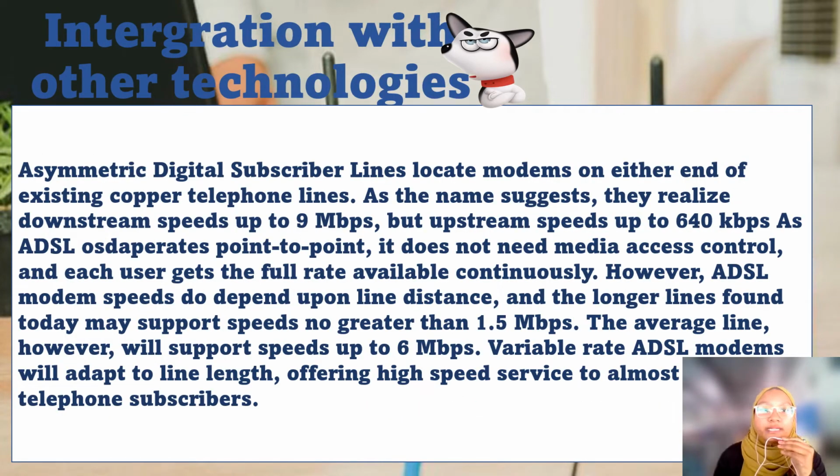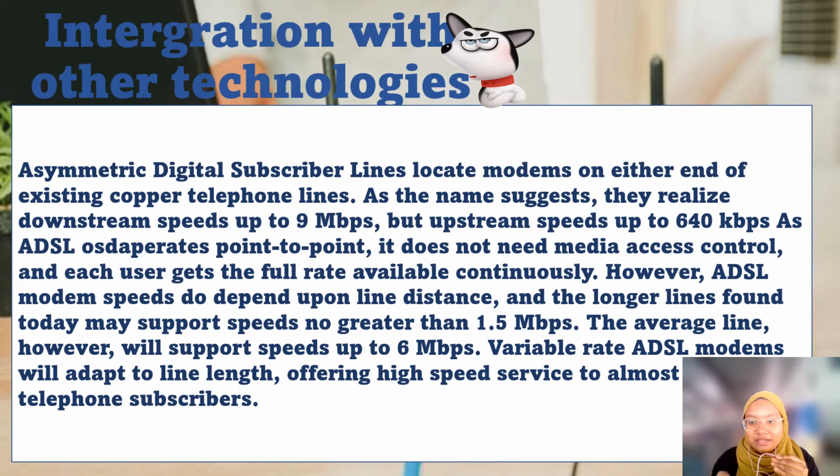Okay, next, the integration with other technologies. Asymmetric digital subscriber lines, or ADSL, locate modems on either end of existing copper telephone lines. As the name suggests, they realize downstream speeds up to 9 Mbps, but upstream speeds up to 640 kbps.